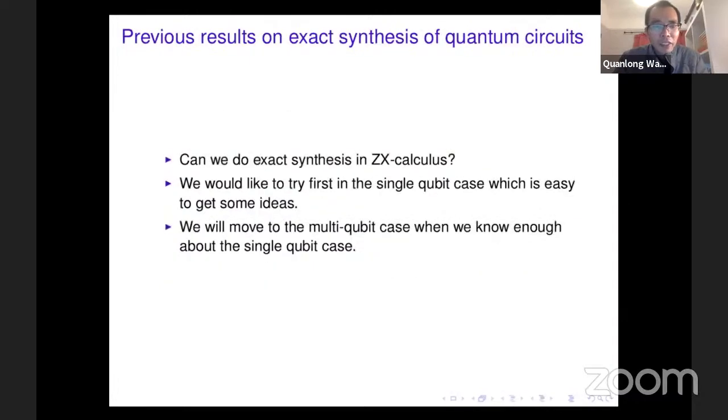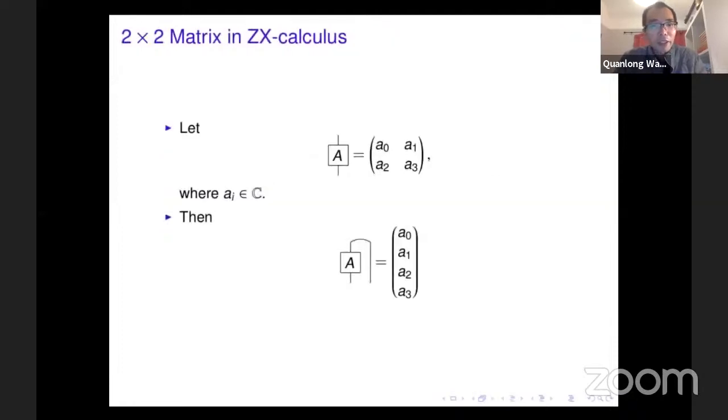So my question is, can we do exact synthesis in ZX calculus? I would like to try first the single qubit case, because it is easy to get some ideas. Once I know enough about the single qubit cases, I can move to the multi-qubit cases. Okay, so first, let's look at the 2x2 matrices.